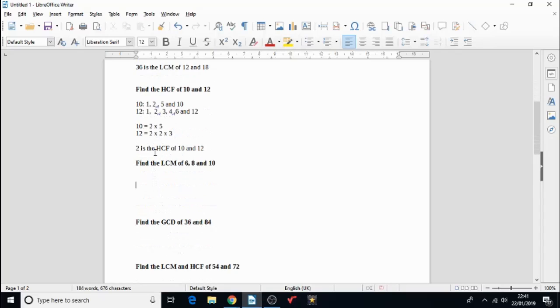So we go to the next question. Find the lowest common multiple of 6, 8, and 10. So now we're trying to find the lowest common multiple of three different numbers.